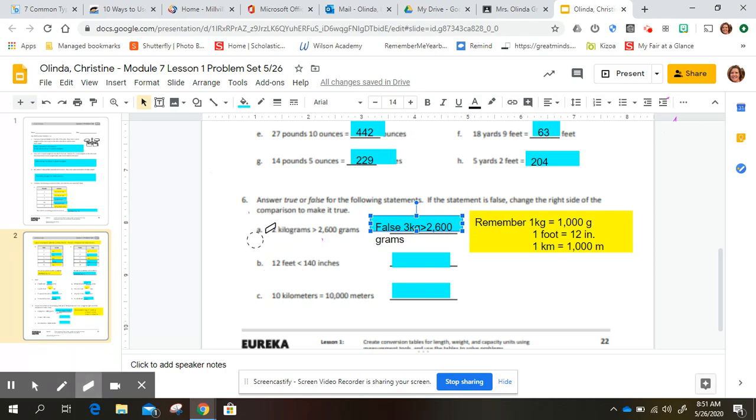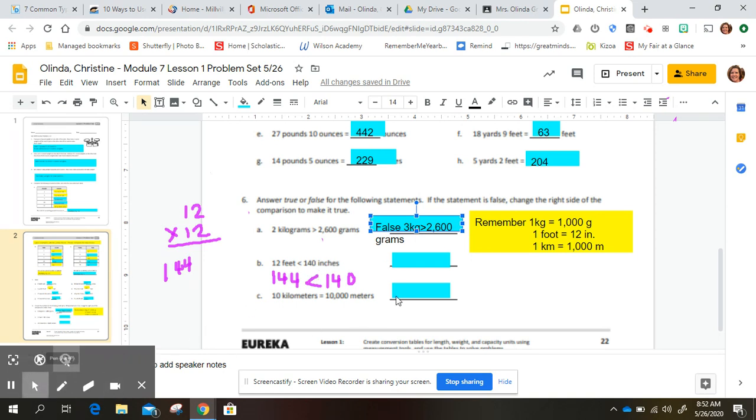All right, B. 12 feet is less than 140 inches. So we know that there are 12 inches in a foot. And if I have 12 feet, it would be 12 times 12. Most of you know that fact family. It would be 144 inches. So is 144 inches less than 140 inches? And the answer to that would be no. So again, this would be false.